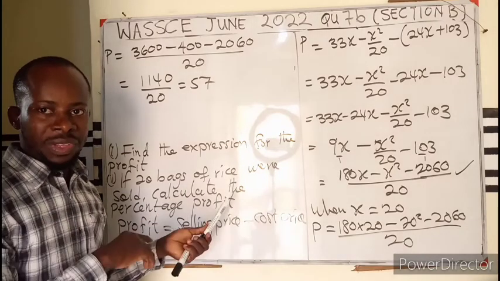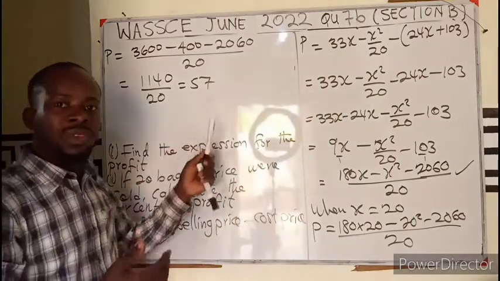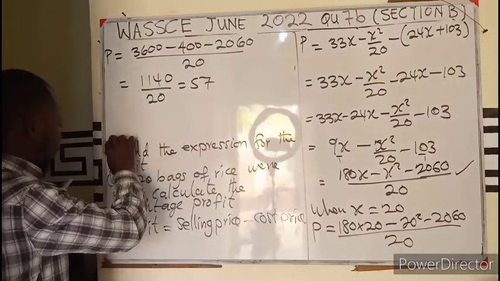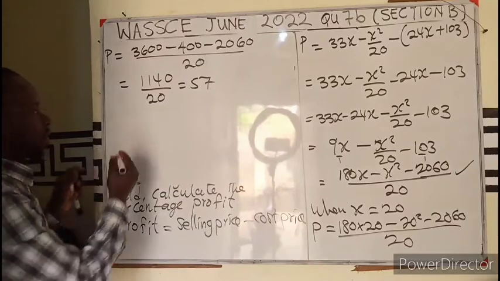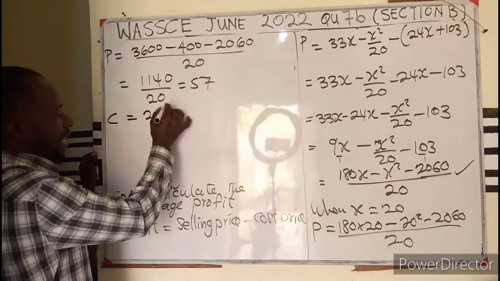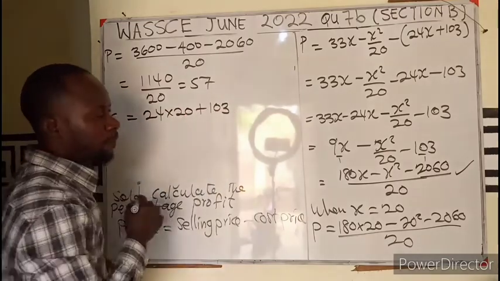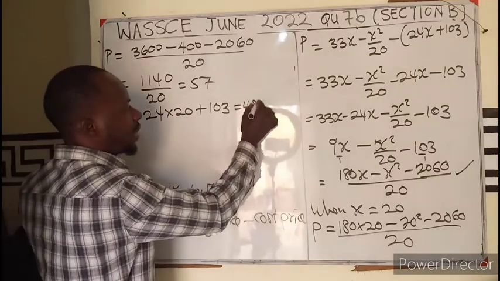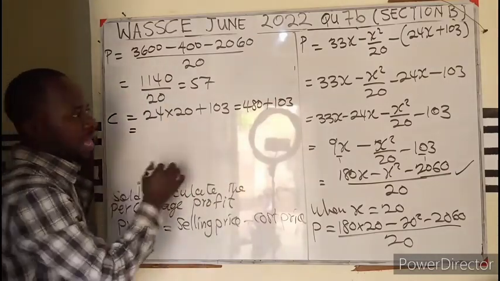But we are not after profit. We are after what? Profit percent. And profit percent is profit over cost price. So it means in this case we also need our cost price, which was an expression. So our cost price, which is C, is going to be 24x, which is still our 20, plus what? 103. So we have 480 plus 103.